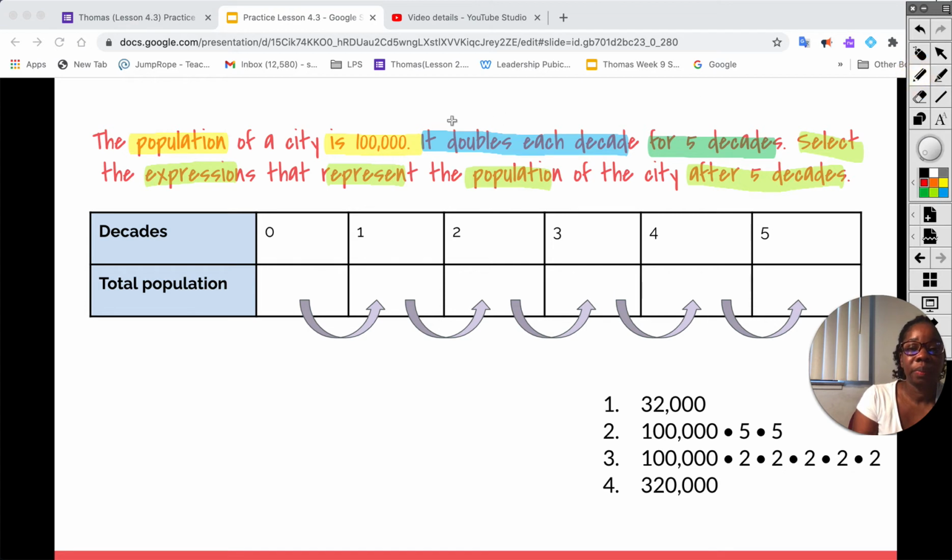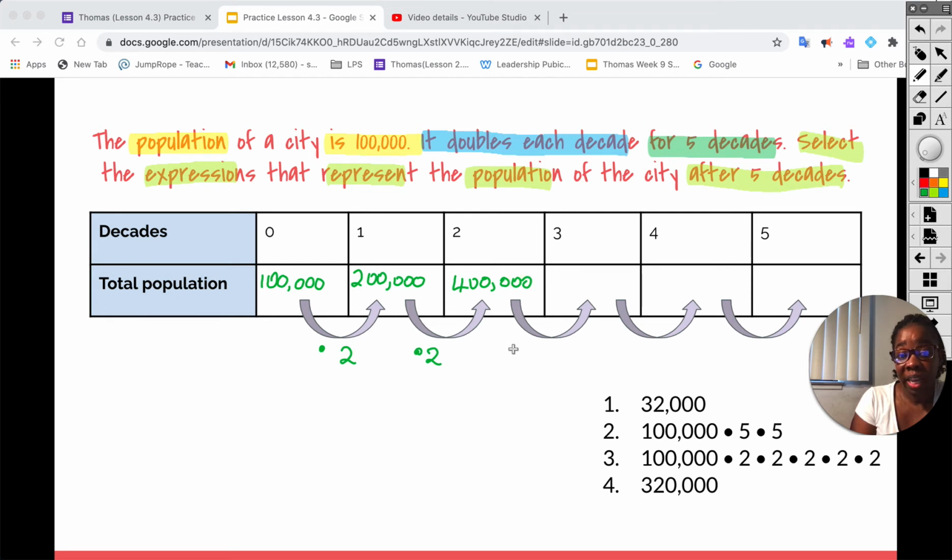Let's get into it. So it starts out with 100,000 in population, and that 100,000 doubles, which means it's multiplied by 2 after the first decade. So that becomes 200,000. And then after the second decade, it doubles again, which means it's multiplied by 2. So this 200,000 is multiplied by 2. That becomes 400,000.